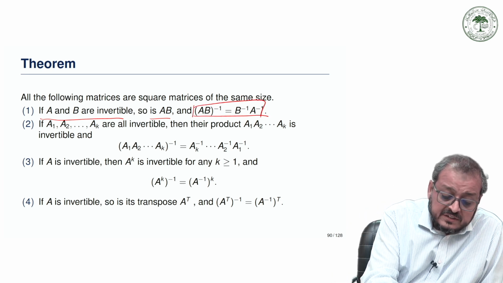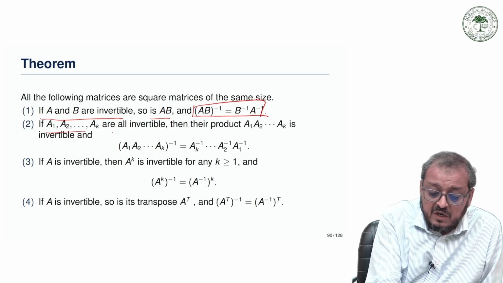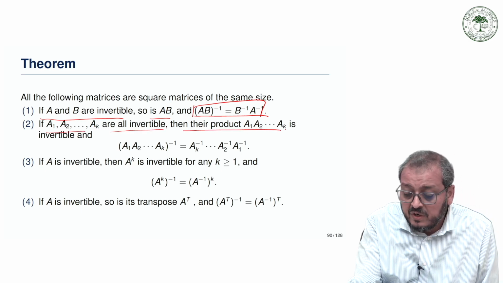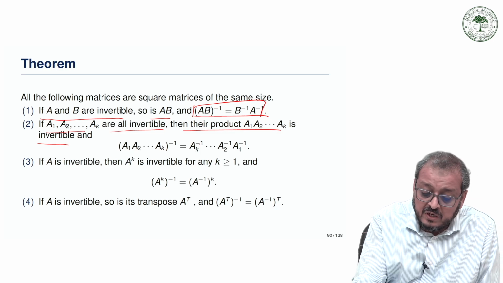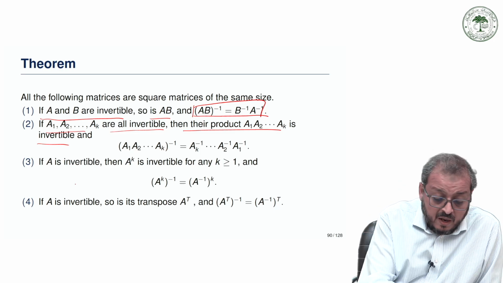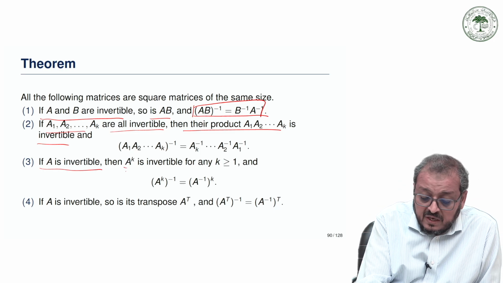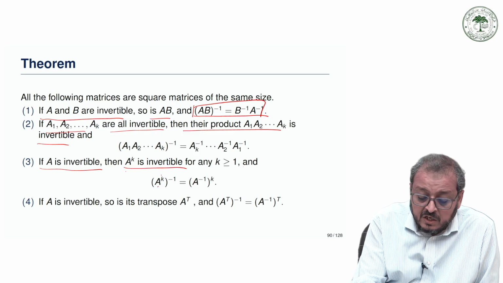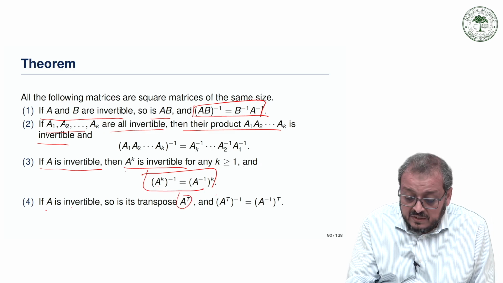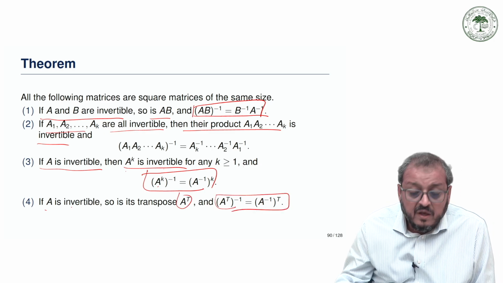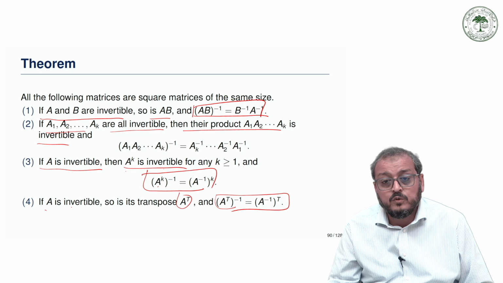And then this extension is this: if A1, A2, up to AK are all invertible, then their product A1, A2, up to AK is invertible, and the inverse of A1, A2, AK is equal to AK inverse, and so on down to A2 inverse, A1 inverse. If A is invertible, A to the power K is invertible for any K greater than zero. And if A is invertible, then the transpose is also invertible, and A transpose inverse is the same as A inverse transpose.